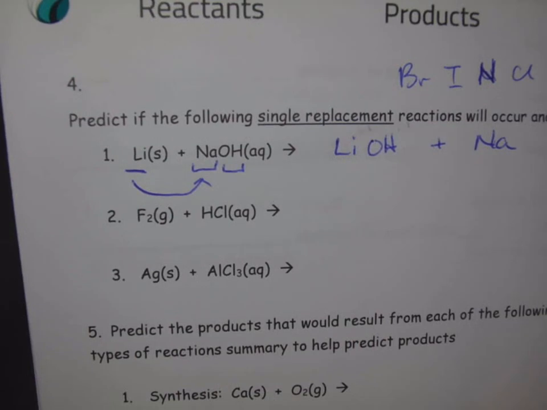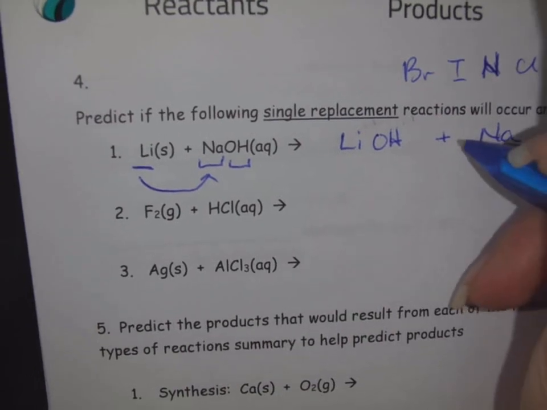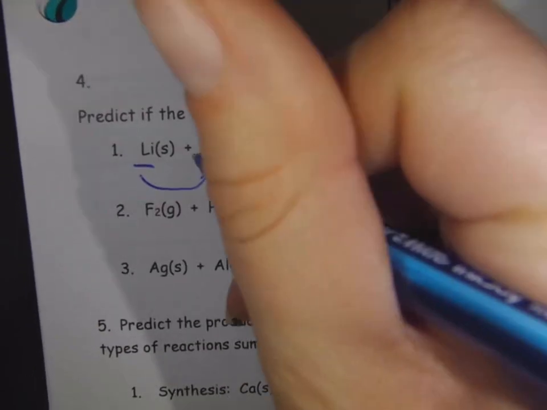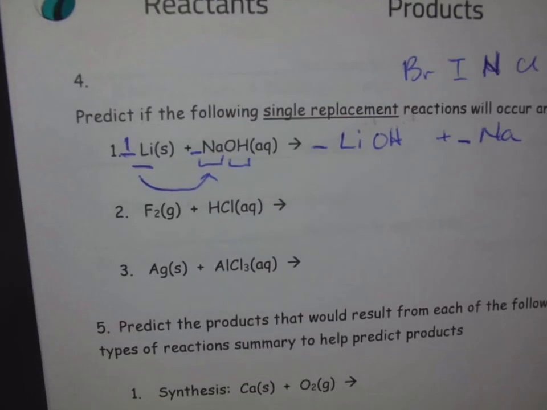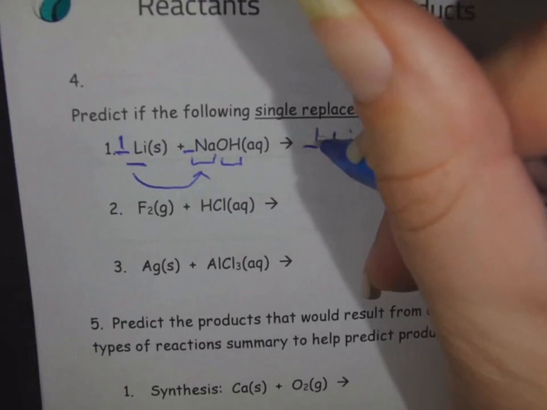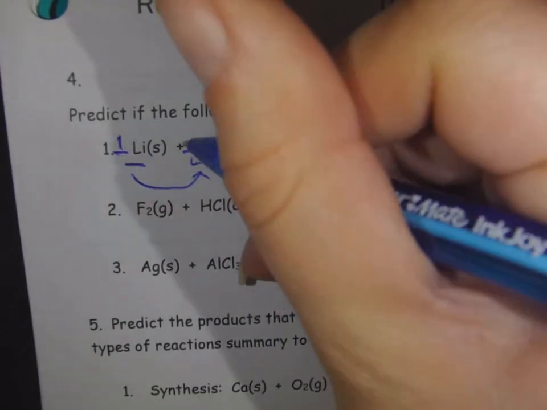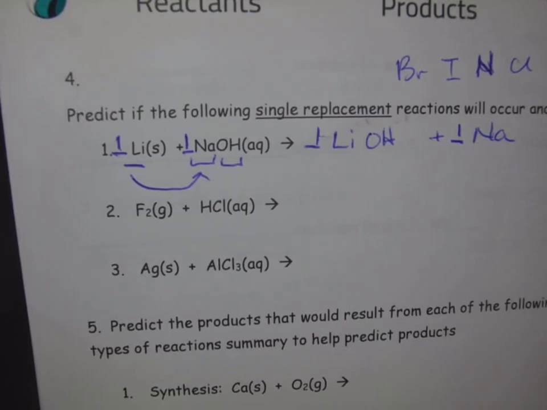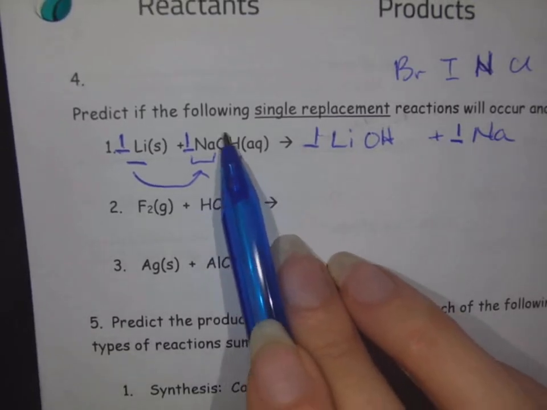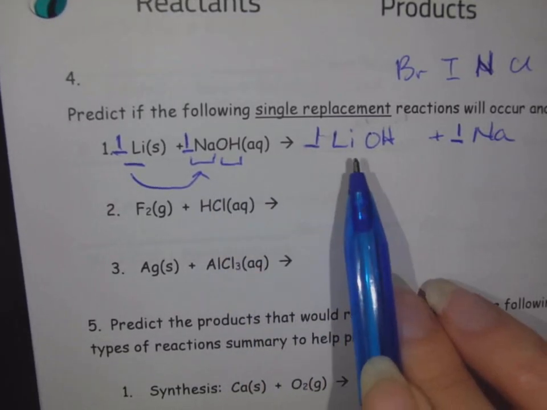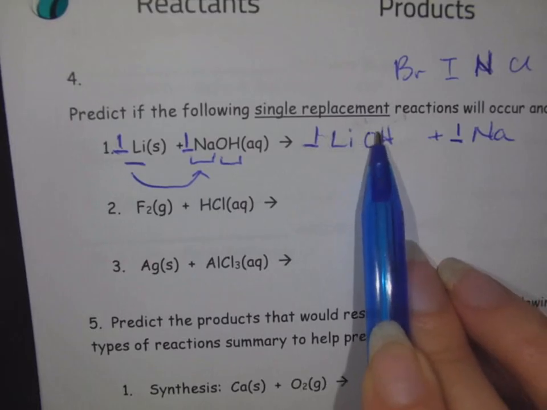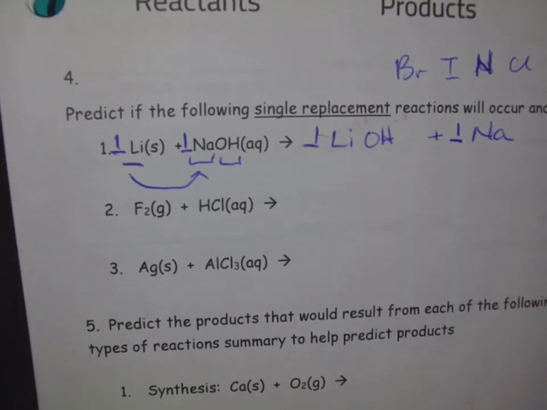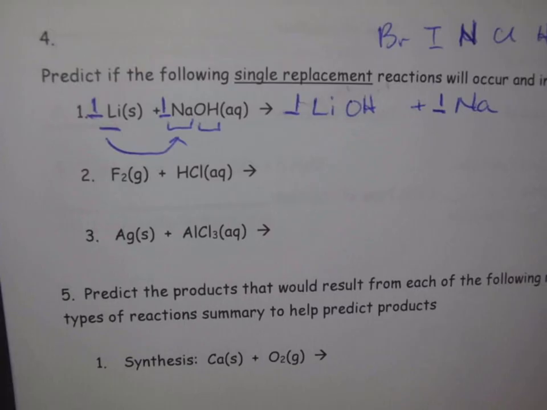But what's really nice is this one's already balanced, that we only need coefficients of 1 in front of all of these. There's 1 lithium on the reactant side, there's 1 lithium on the product side. There's 1 sodium on the reactant side, and there's 1 sodium on the product side. There's 1 hydroxide on the reactant side, and 1 on the product side. Okay, let's practice this again, because this really does take some practice.